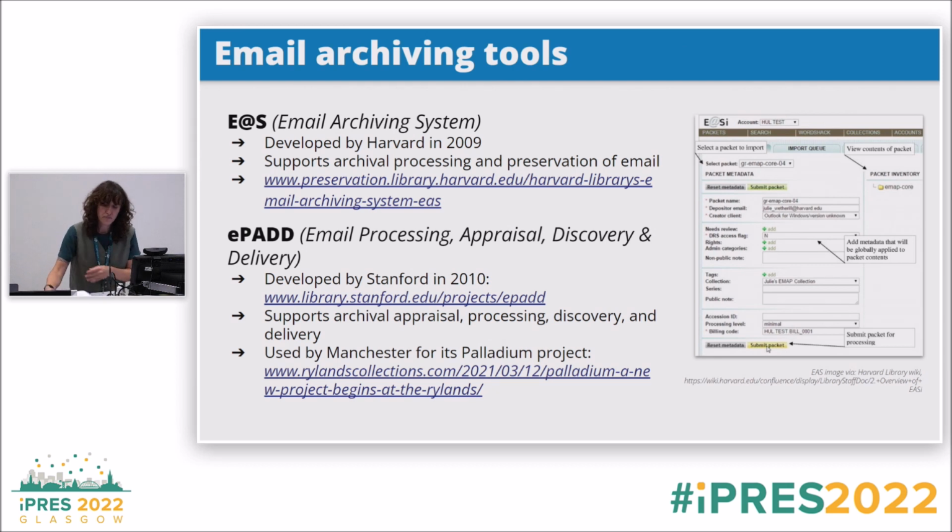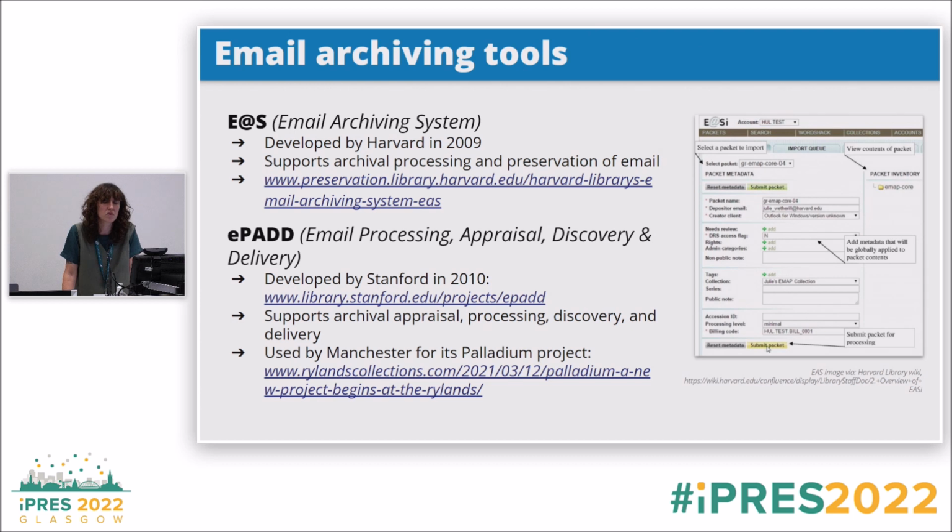Now, starting around 2009 and 2010, some organizations started to work on things separately, because there weren't any good email archiving tools out in the world. At Harvard at the time, we were not necessarily thinking about community good. We just developed something that would help us. So we developed an email archiving system called EASE in 2009, and we did it just to support email archiving processing, processing the messages and then preserving them in our preservation repository.